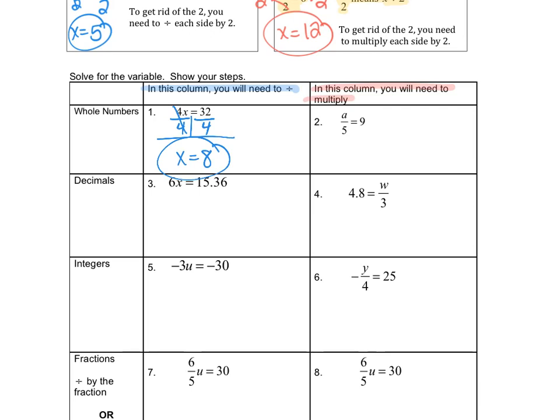In our next example, we have a divided by 5 is equal to 9. So in order to get rid of dividing by 5, we're going to do the opposite to both sides, and that's multiply by 5. When we do that, we get a equals 9 times 5 is 45, and that one's done.